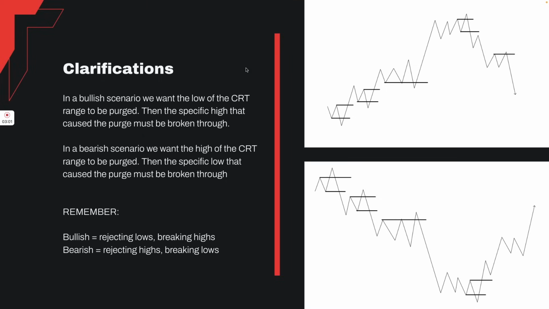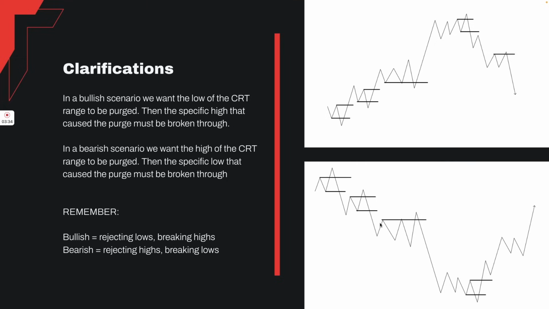As you all remember, time is fractal in nature. These concepts can be applied to the monthly chart, the weekly chart, the daily chart, the 1-hour chart, down to the 1-minute time frame. This is the bearish scenario. High purged, low that caused the purge broken through. We are now bearish.